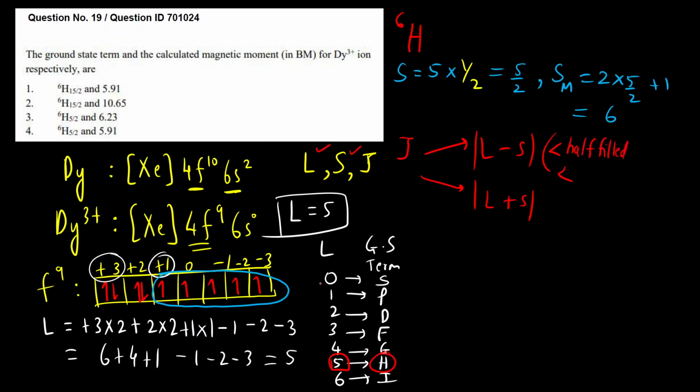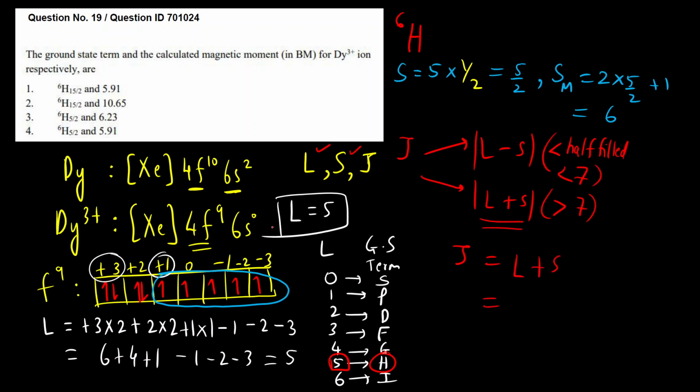That is here, total there are 7 orbitals. So F can have a maximum of 14 electrons, so half will be 7. If it is less than 7, it will be L minus S. And if it is greater than half filled, that is 7, the formula will be L plus S. Here we know it is 9 electrons, which is greater than half filled, so we will use the formula L plus S.